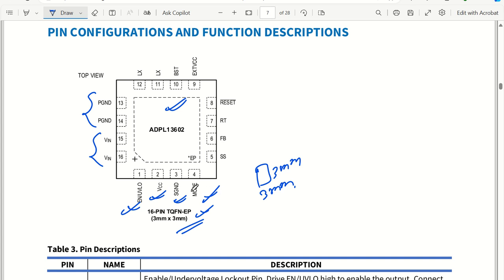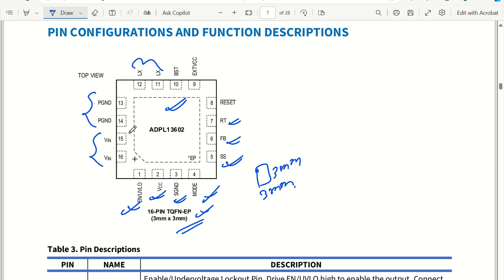Low means ground and high to, let's say, 3.3 volt or something, so that you can configure it either in DCM mode or PCM mode, okay, like PWM mode. Coming back, we have the soft start pin, we have the feedback pin, we have the switching frequency setting resistor pin, we have the reset output, and we have the external VCC connector, which is going to get connected by a supply voltage, and we have the bootstrap pin, and we have two LX pins, which are going to get connected to the switching inductor, and we have one exposed pad that can be connected to my ground.